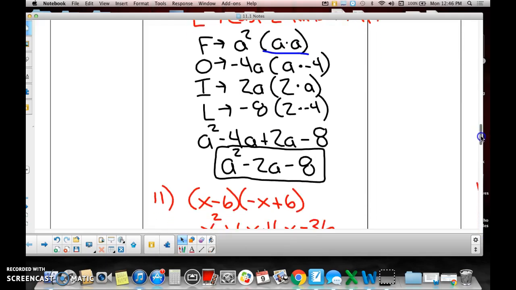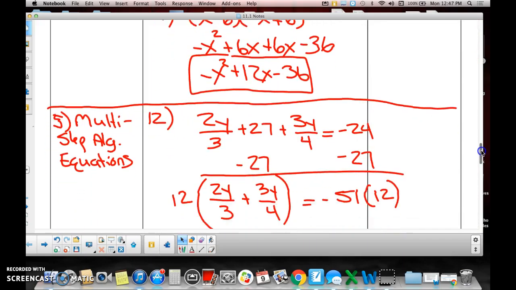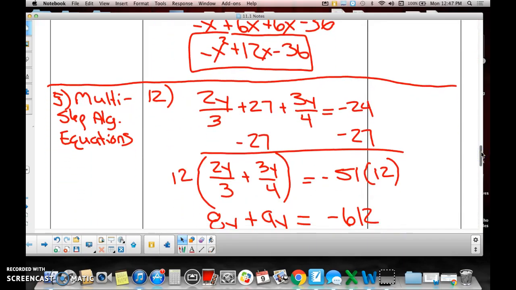Another example of FOIL for number 11. And then number 12, multi-step algebraic equations. I think we did 3 of these. All of them involve fractions. On a problem like number 12, you have a positive 27 and a negative 24. Are those like terms? Should we combine them? Yeah, so in this situation, it makes really good sense to do the easy step first by combining the like terms. What is the part that you struggled with?